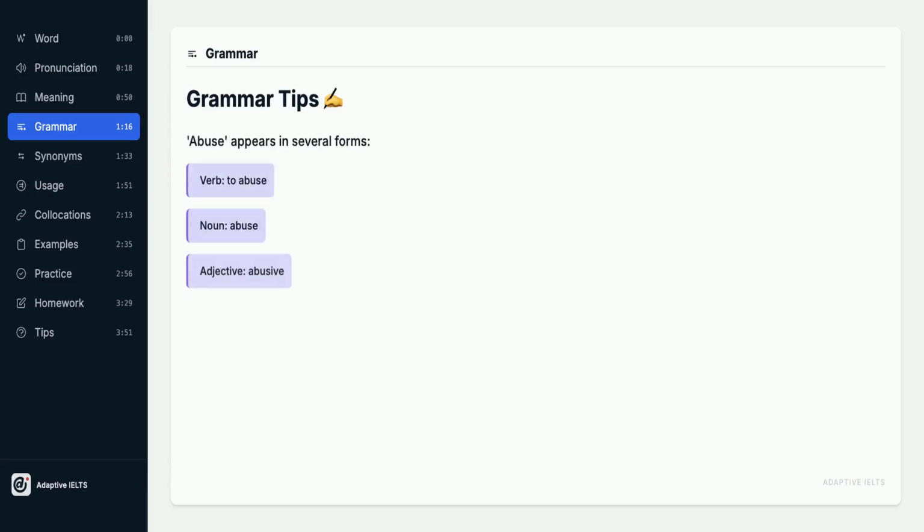Abuse appears in several forms: as a verb, to abuse; noun, abuse; adjective, abusive; and adverb, abusively. The past tense and past participle form is abused. Common phrases include abuse of power, abuse of rights, and substance abuse.